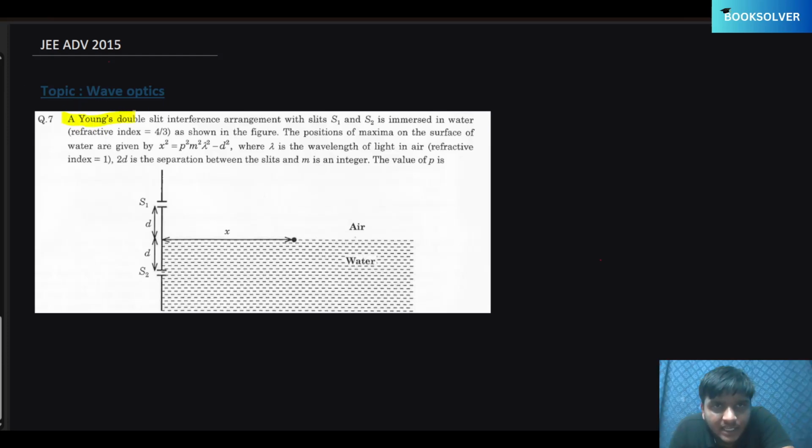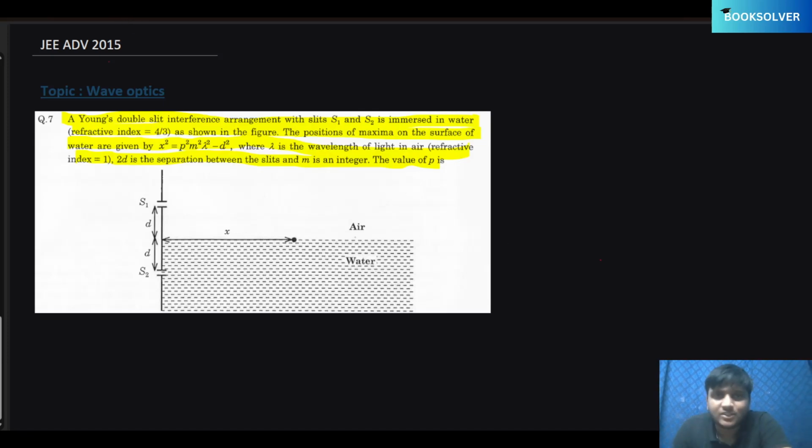In our YDSE experiment, or double slit experiment, the slits S1 and S2 are immersed in water of refractive index 4 by 3, as shown in the figure. The position of the maxima on the surface of the water is given by x equal to some relation, where lambda is the wavelength of the light in air and 2d is the separation between the slits.